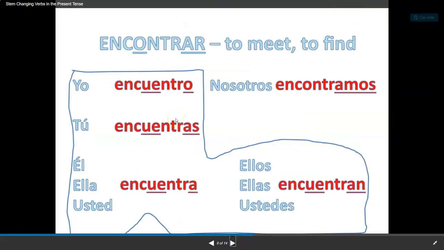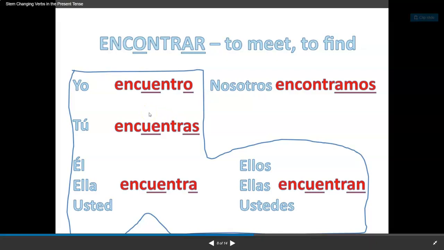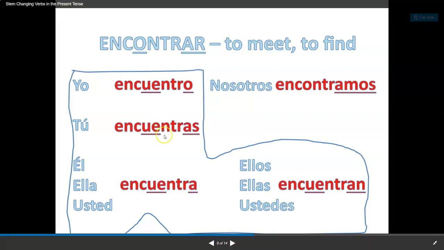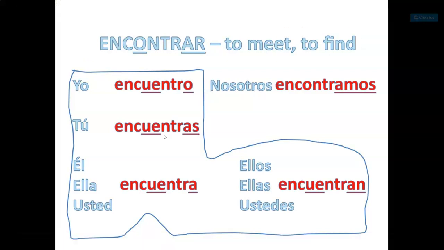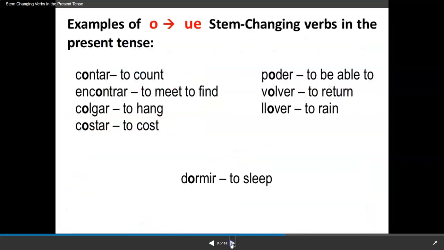Look at my next verb. Encontrar is to meet or to find. Yo encuentro. O to UE stem change. Tú encuentras. Él e usted encuentra. Nosotros encontramos. Y ellos, ellas, ustedes encuentran. Notice the boot around the verbs that change.